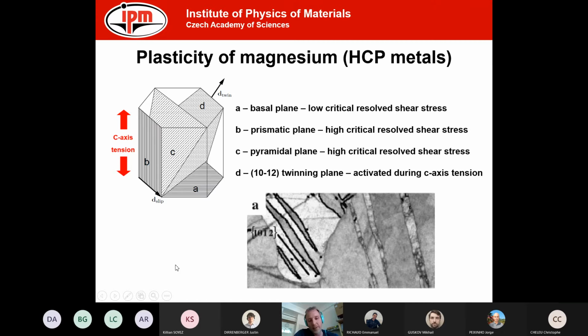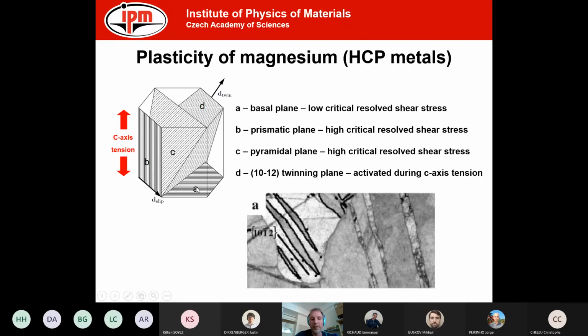However, there are only three slip directions within this slip system. There are others, like the prismatic plane and the pyramidal plane, but those have a very high critical resolved shear stress, usually an order of magnitude higher than the basal one. So it's quite difficult to activate them.